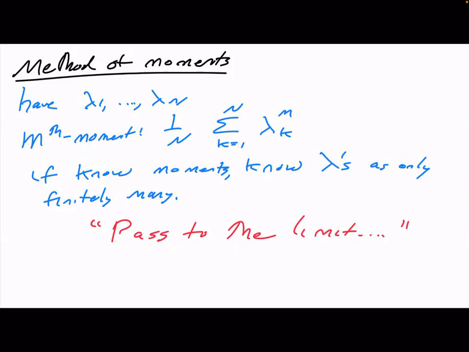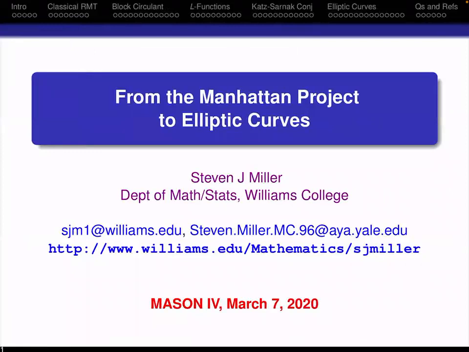So the hope is that by understanding the integers, you can pass from that to knowledge of the primes. It's the same thing here. The hope is that by understanding the matrix elements, we can pass to knowledge of the eigenvalues. Okay, so what I want to do now is transition to a technical talk about actually trying to apply this.